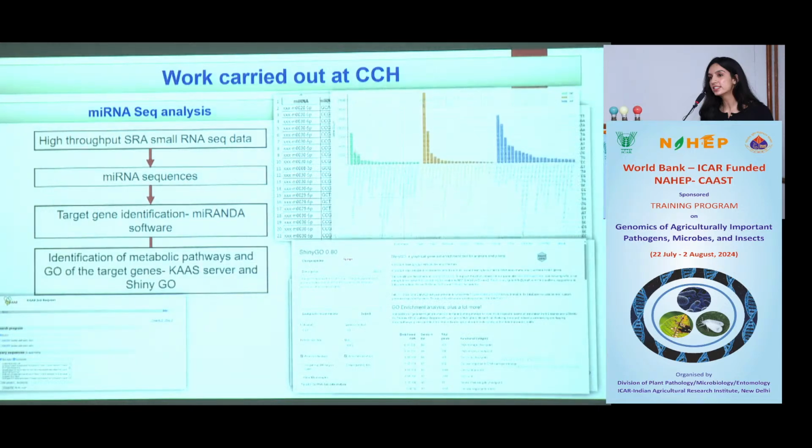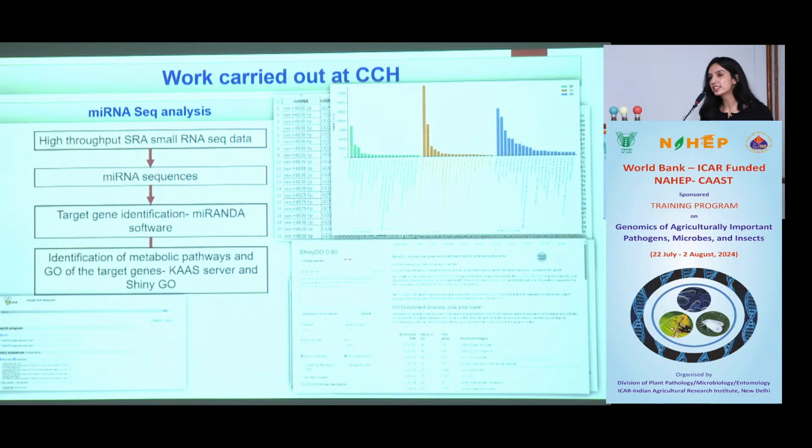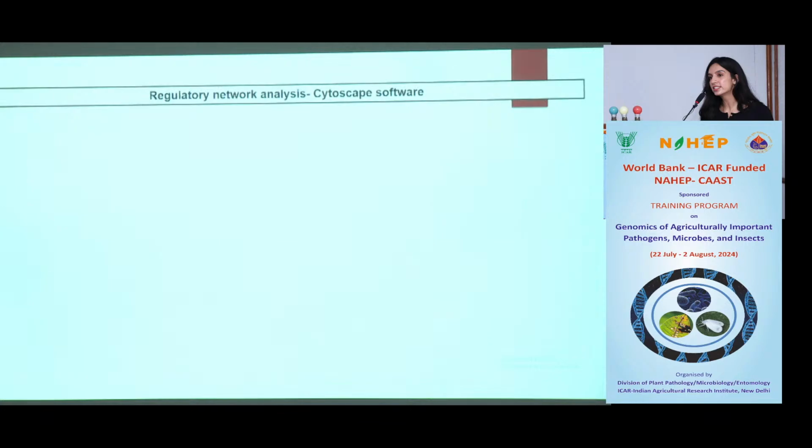So from there, we did the gene ontology and enrichment analysis, and we identified the main genes and what are their biological processes, what are the key cellular components that are enriched in that set of genes, and what are the molecular functions of those genes.